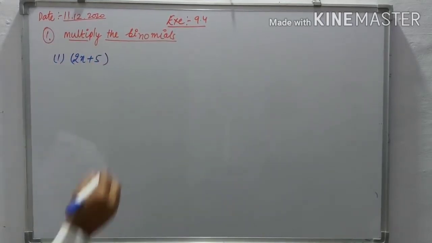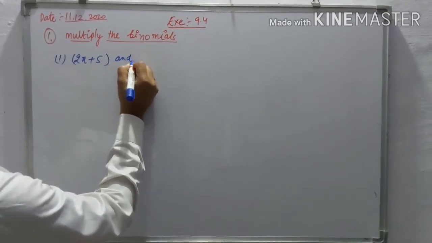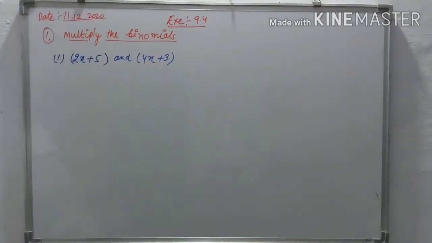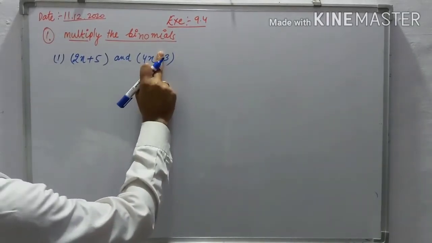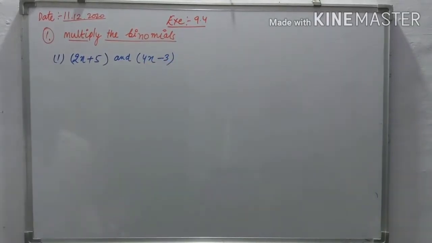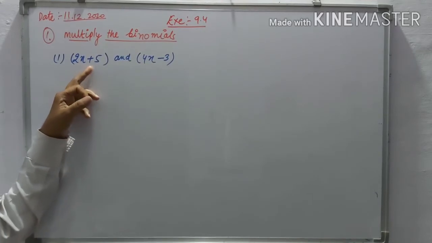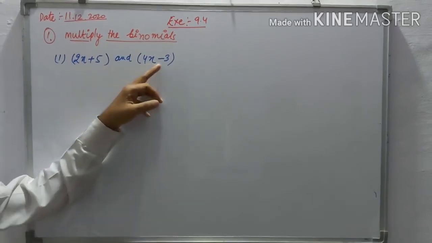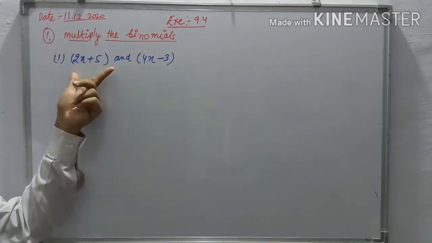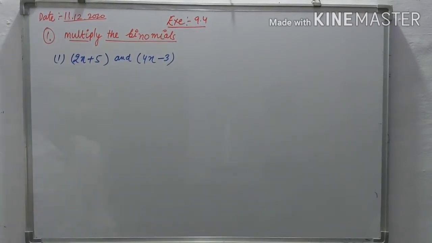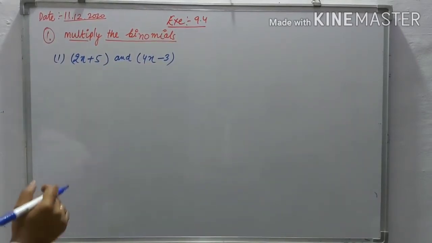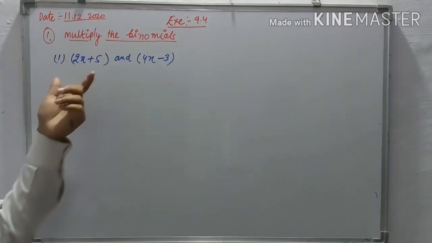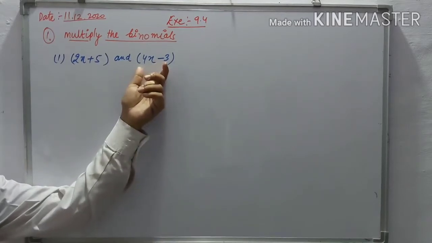2x plus 5 and 4x minus 3. Okay, now the first is 2x plus 5, which has 2 terms, and 4x minus 3 also has 2 terms. So both are binomials, and we multiply the binomials.